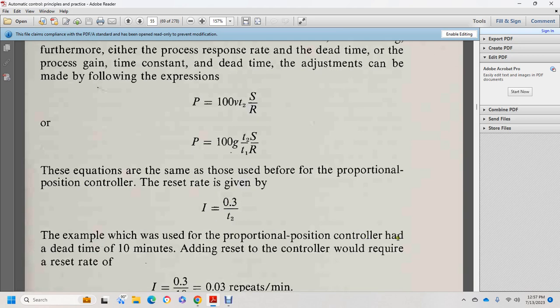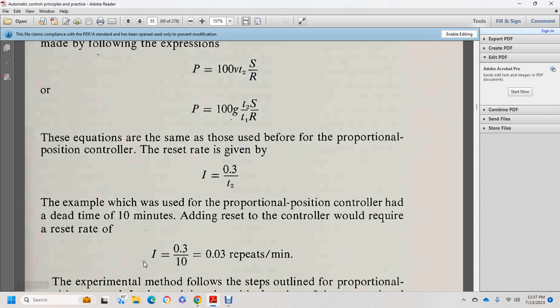Example: to give the proportional position control over the dead time of 10 minutes, adding reset of the controller would require a reset rate of 0.3 repeats a minute.